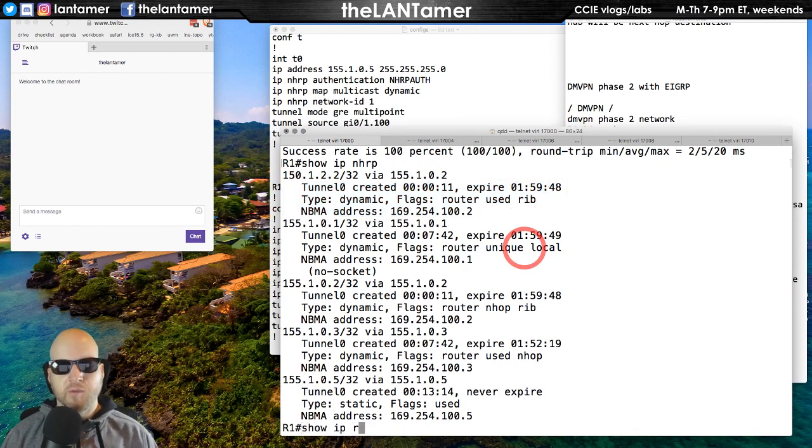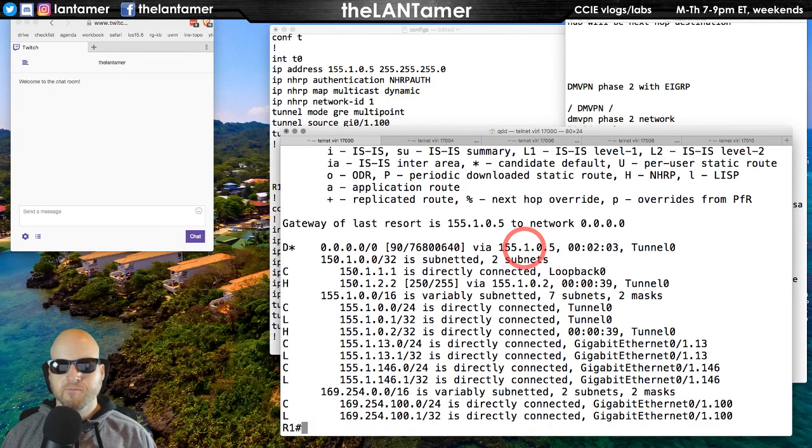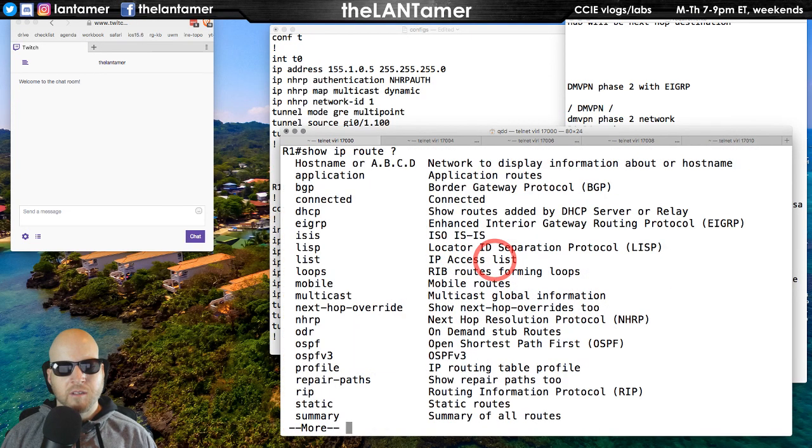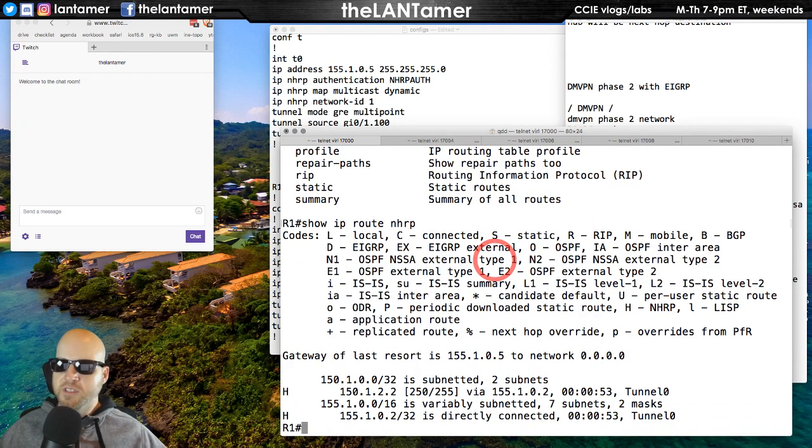Now if we do show IP route EIGRP, we'll just show IP route. Boom, there we have them, right? In fact, let's do NHRP. For the first time in history, I've used this command, and it's awesome. Show IP route NHRP, and there we have it, H. Now I know what that is. I never knew what that was until today, when I read that article.